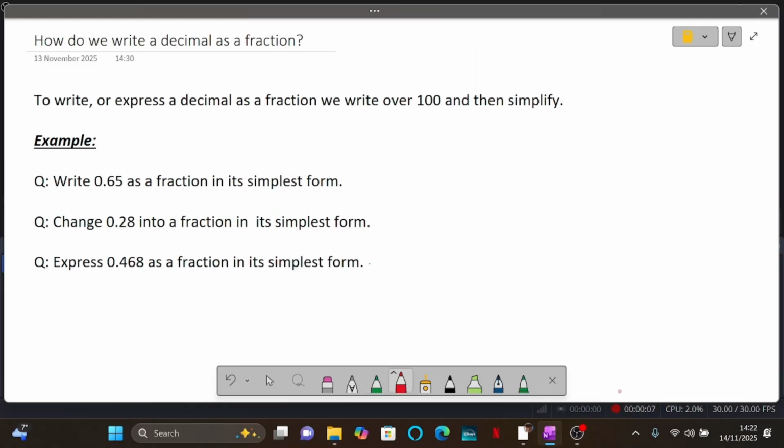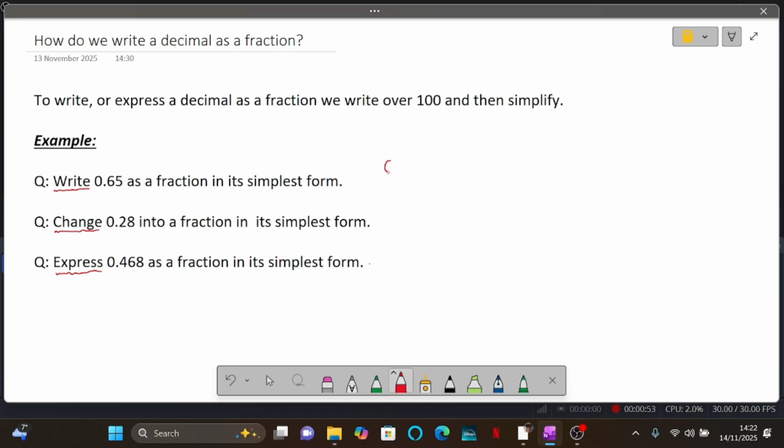It's now time to look at how to write a decimal as a fraction in its simplest form. So to do this, we take the digits from the decimal, we write them over 100, and then we simplify. There is a caveat to that, and we can see that in the third and final example here. Now, before we get started, please note that these questions are all written ever so slightly differently. We've been asked to write 0.65 as a fraction. We've been asked to change 0.28 into a fraction and express 0.468 as a fraction. It's all the same question. We do it in exactly the same way for each, or a similar way for each at least.